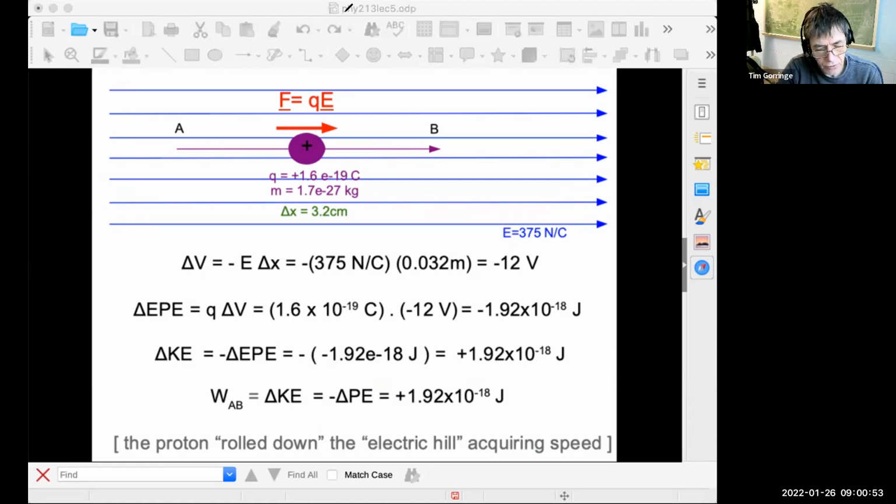So here's my solution to the problem, the 4 parts of the problem. But before I work through the numerical solutions, I just want to qualitatively describe whether the potential change is positive or negative, whether the potential energy changes are positive or negative, and whether the work done is positive or negative.